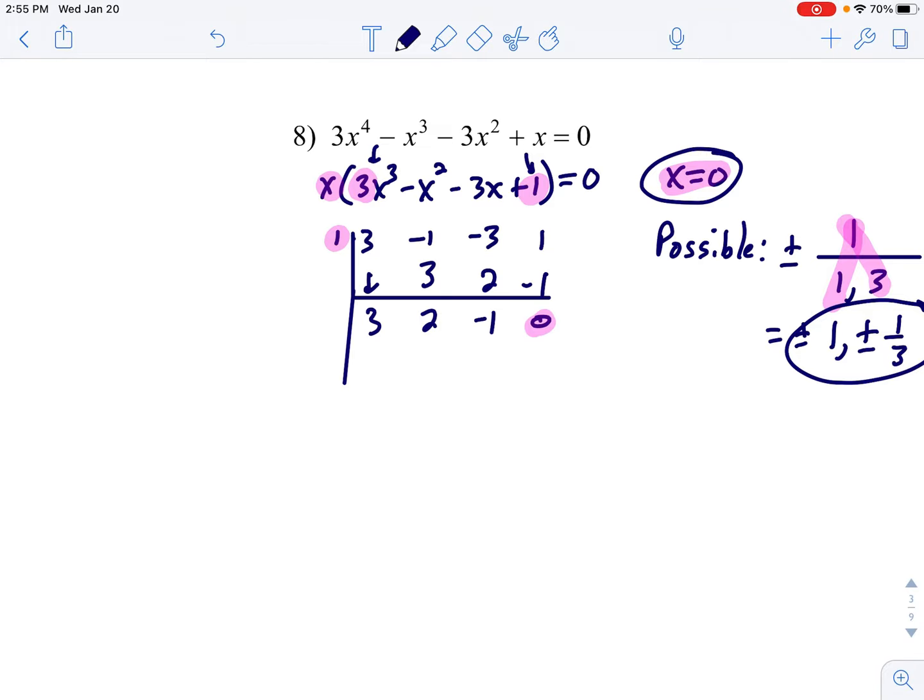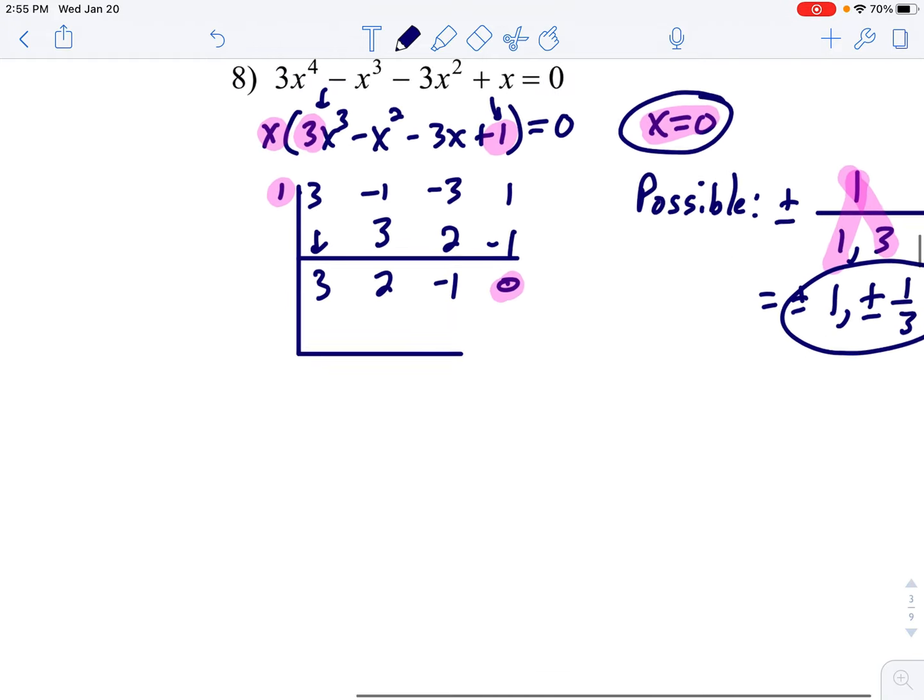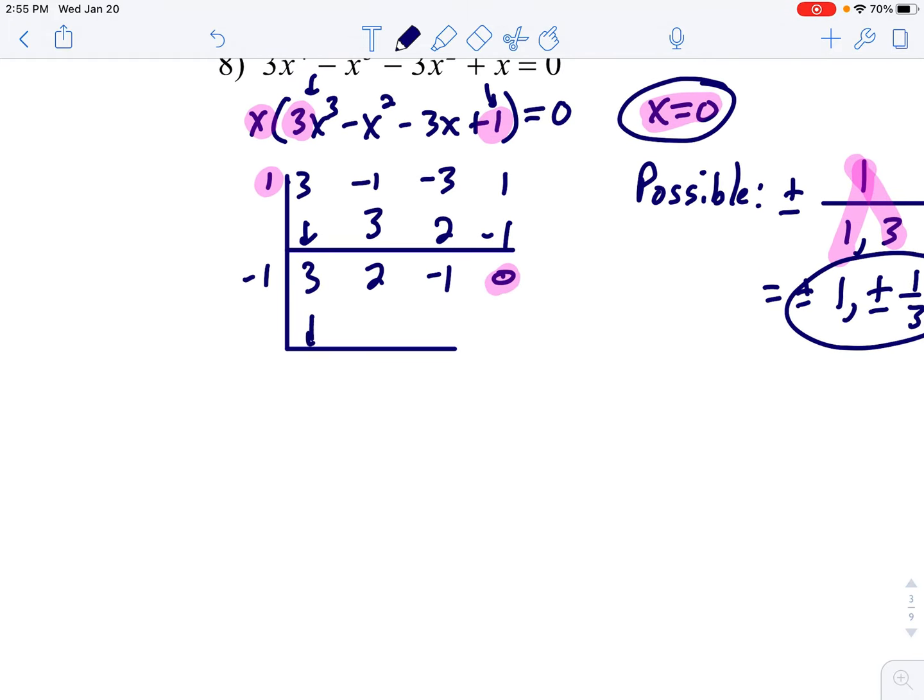Oh man, I can't do anything neat and orderly. There, that's better. Okay, so what do you want to try next? I wish we could participate here. Let's try -1. Bring down a 3. -1 times 3 is -3. 2 minus 3 is -1. -1 times -1 is +1. -1 plus 1, 0. So there's our second answer.